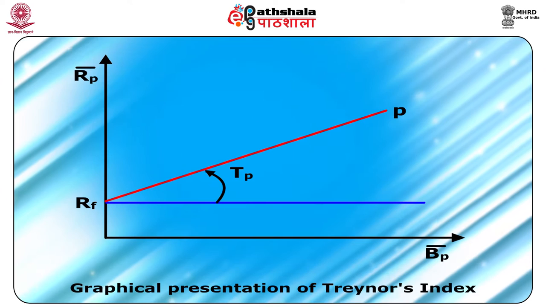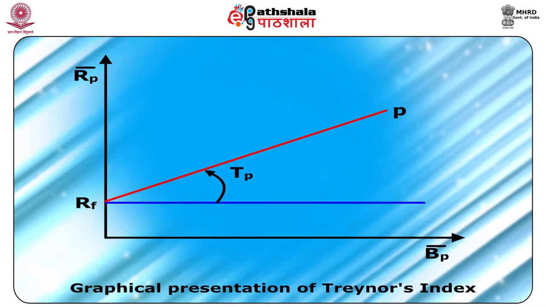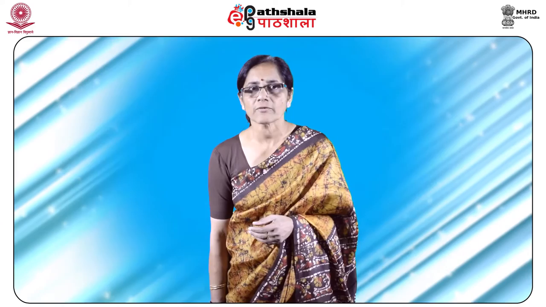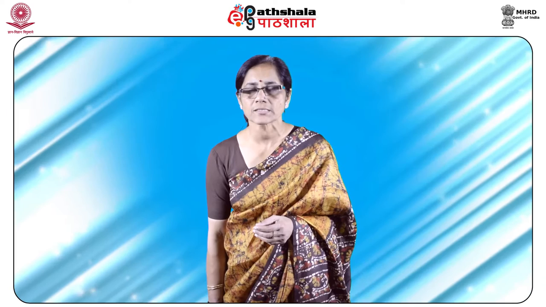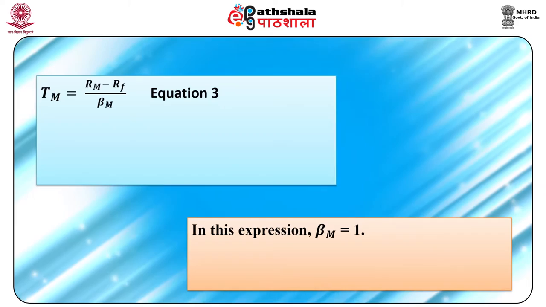The Treynor index considers only systematic risk. It automatically assumes an adequately diversified portfolio. Mathematically, we can make equation 3, that is, the Treynor index for the market portfolio is given as TM = (Rm - Rf) / beta m. Here beta m is equal to 1.